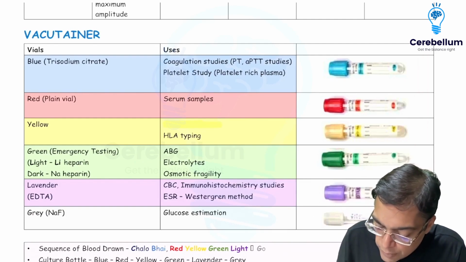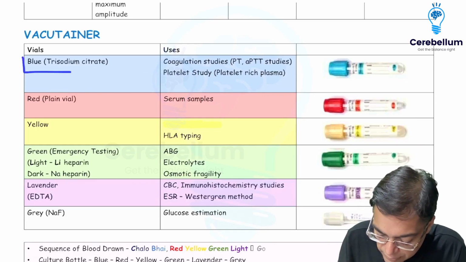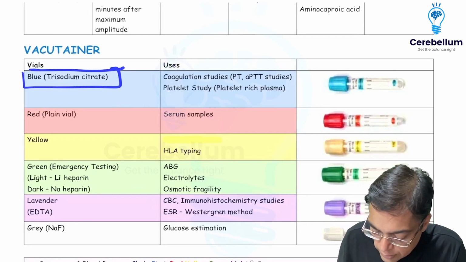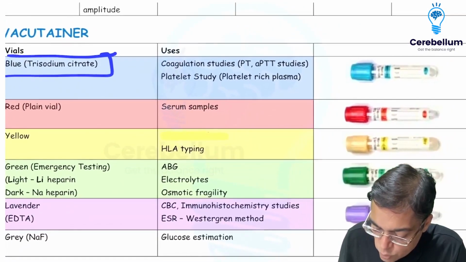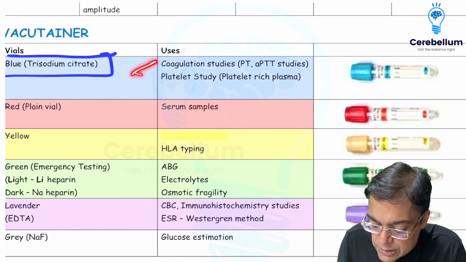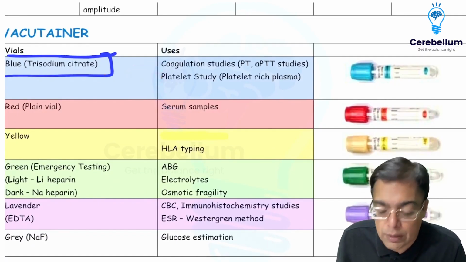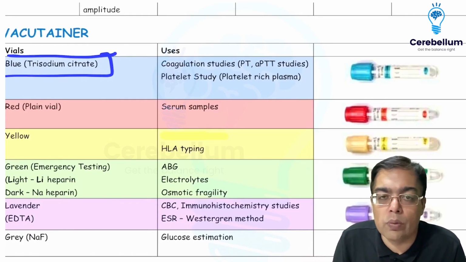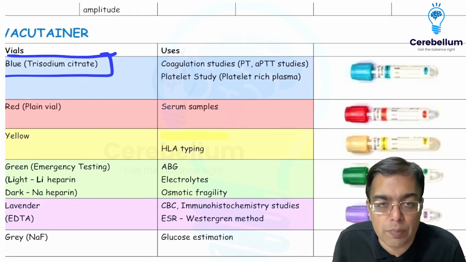The blue top vacutainer is going to be containing trisodium citrate. It contains trisodium citrate, and this vacutainer is useful for carrying out studies like the platelet studies and the coagulation study. The coagulation studies include PT and aPTT study. Platelet studies are going to be done with the help of a sample which is platelet-rich plasma.